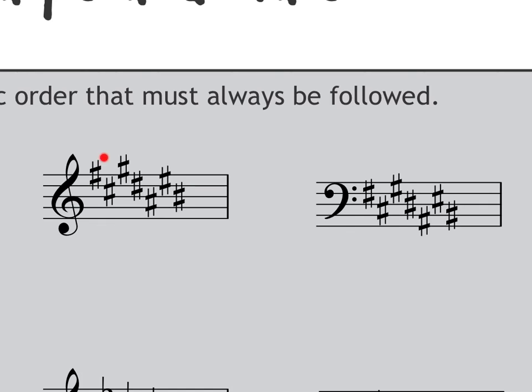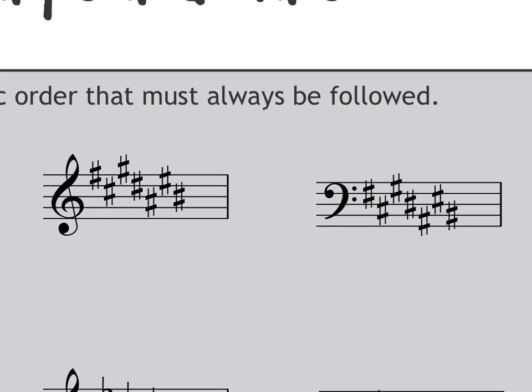If you only needed 2 sharps, they would look like this. The F on the top, and then C sharp below. F above, C below. Okay? If you needed 5 sharps, they would look like these. 5, the 2, and then 3. 2, and then 3. Okay?